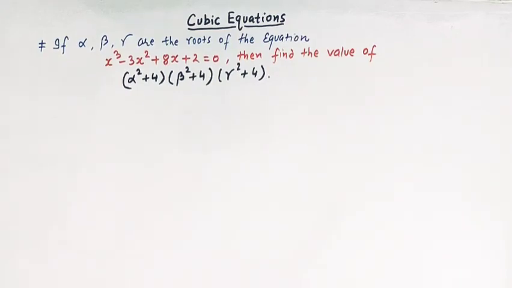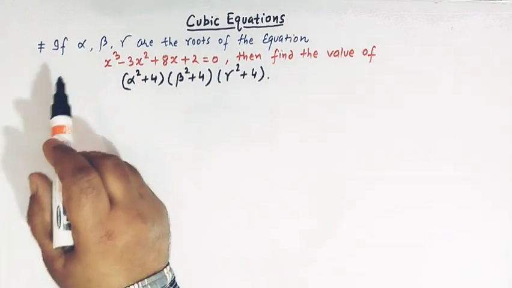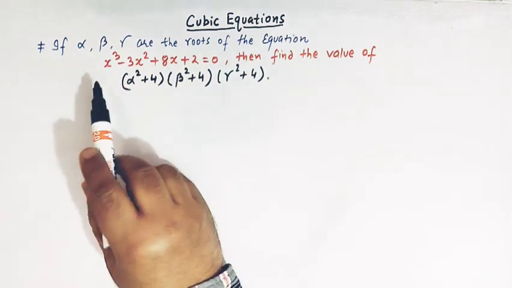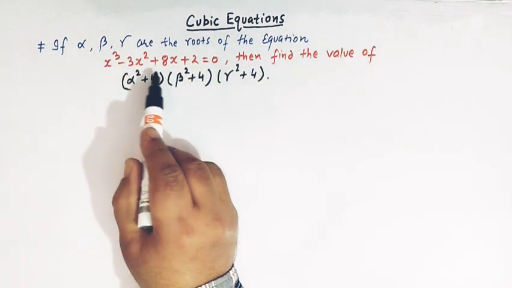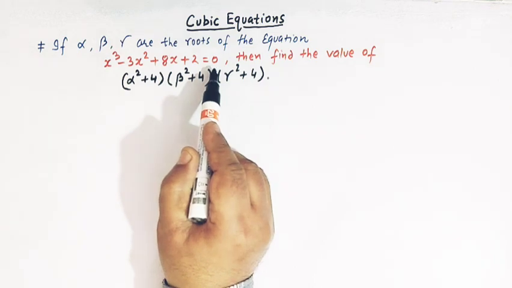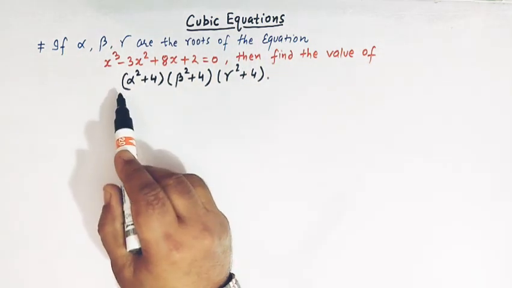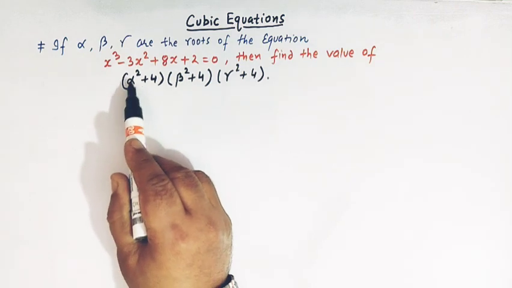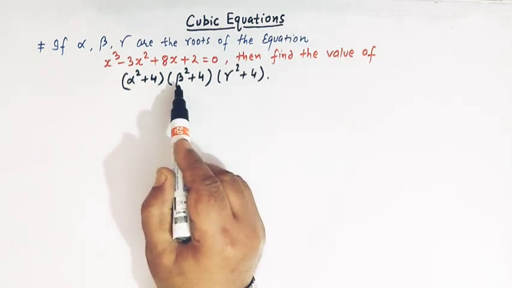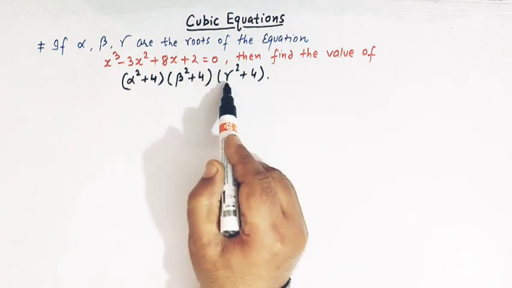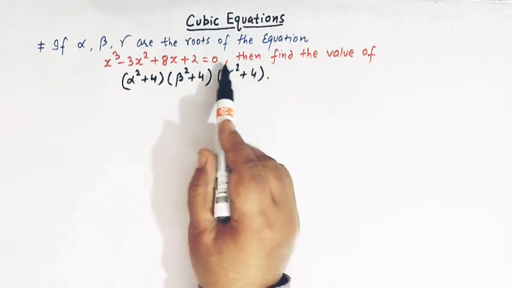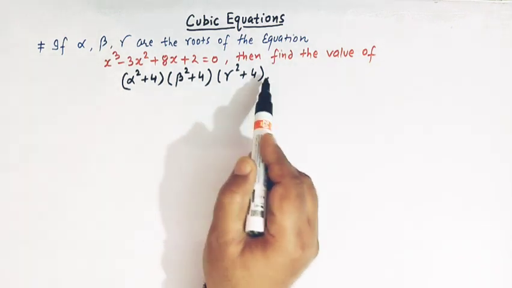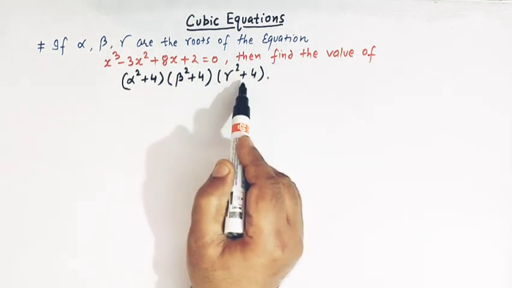Hello viewers, in today's class we are going to take up one important and interesting problem from cubic equations. Here we have a very nice problem: if alpha, beta, gamma are the roots of the equation x cube minus 3x square plus 8x plus 2 is equal to 0, then we have to find the value of this expression, that is (alpha square plus 4)(beta square plus 4)(gamma square plus 4). So we have to find the value of the product of these three terms.